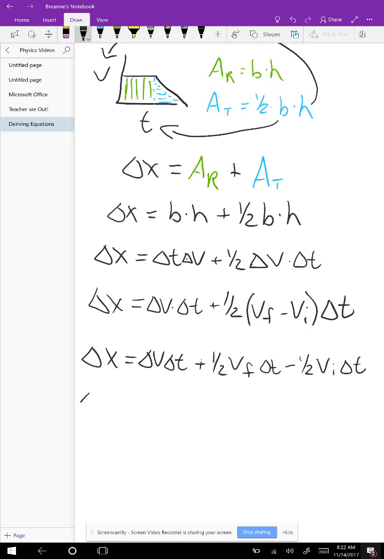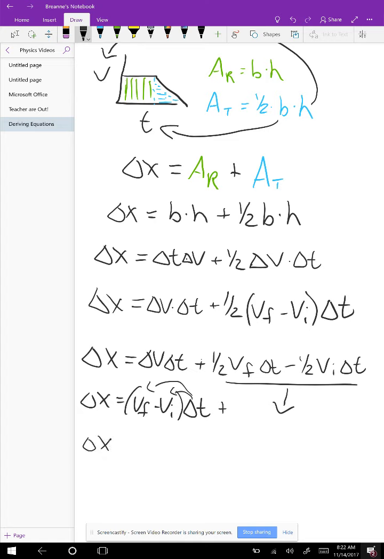We can break this one up too. Probably should have done that, same thing. So again, you get your final minus your initial times delta t, and then plus all of that. You can distribute, so you get delta x equals your v final times t minus v initial times t, plus, again, all of that.